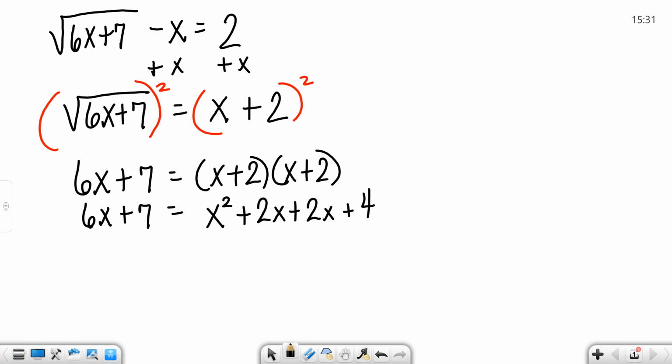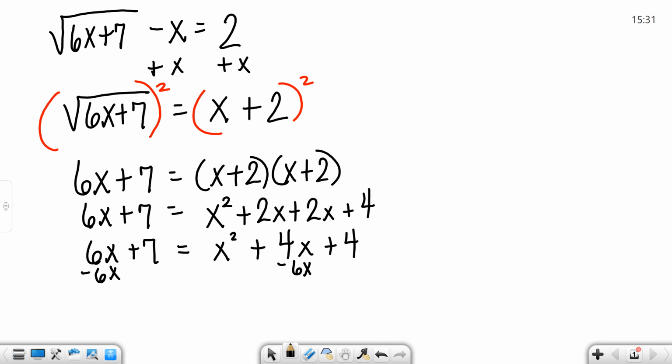Combine those like terms in the middle right there. Get x squared plus 4x plus 4. Now this 6x and 7, I'm going to move to the right-hand side of my equation. So I'm going to subtract 6x. And then I'm going to subtract 7.